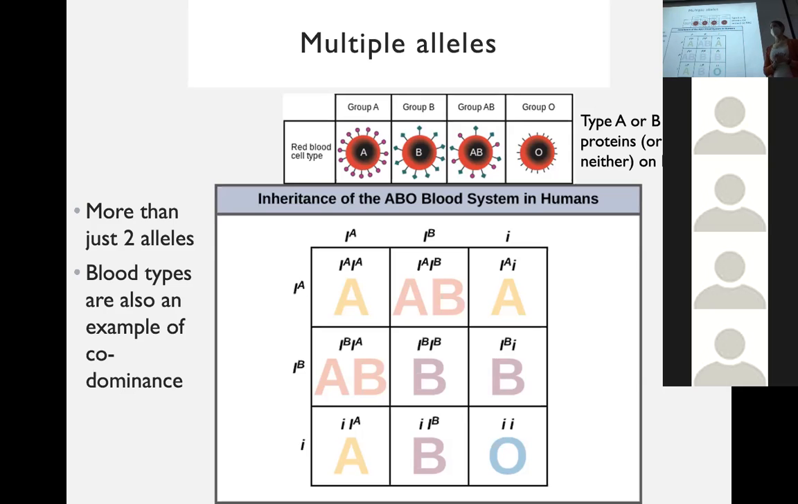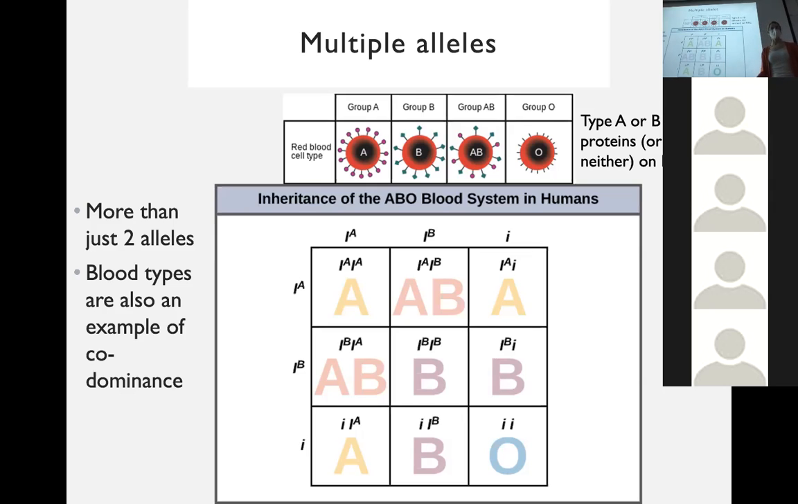So the universal receiver, acceptor, I guess the universal receiver is going to be AB. And hopefully you can tell why that is. If you have type AB blood, you can accept type A blood because you have those proteins. You can accept type B blood because you have those proteins. And like everyone, you can accept type O blood because there's no proteins. So it's sort of a complex system.